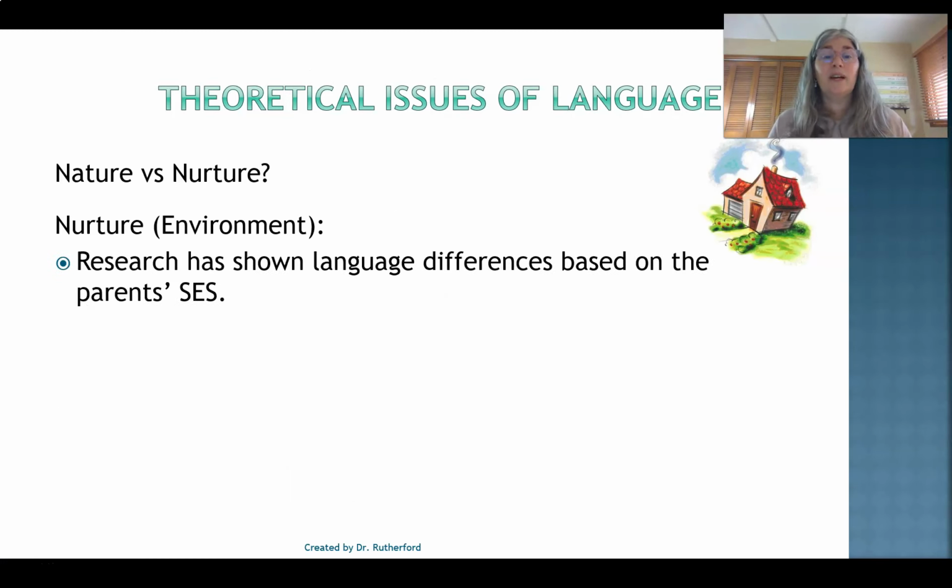Continuing with environment, research has also shown that language can differ based upon socioeconomic status. Socioeconomic status is something that we have already looked at in this class. Recall that socioeconomic status is more than just the amount of family income. It's also looking at the education level and occupational level of one's parents. So what data do we have to support this statement?